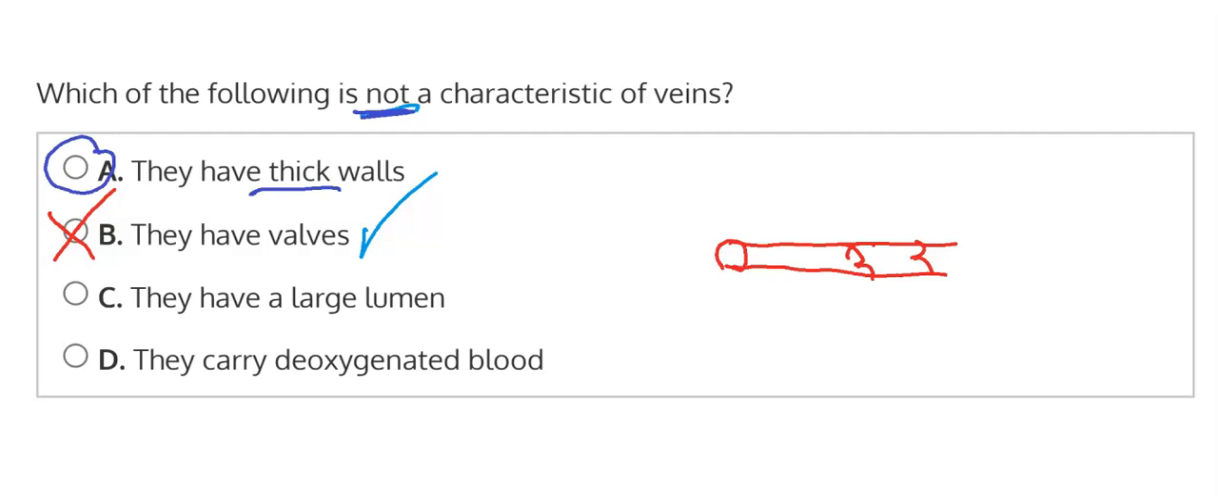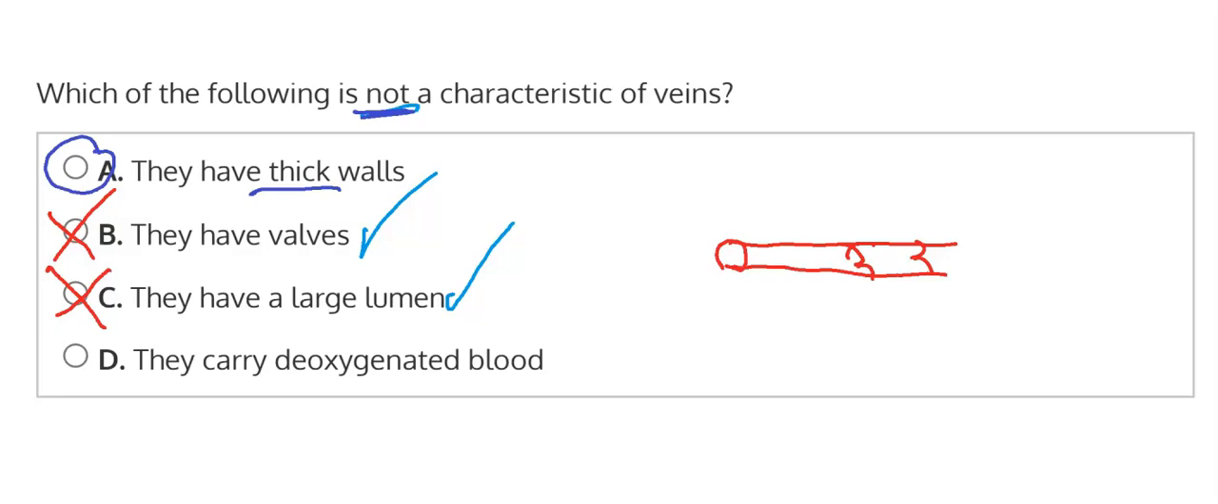Option C says they have a large lumen. And yes, the lumen should be large to allow blood to enter and exit appropriately. If it was very narrow, then that would not be a normal finding because we want the blood to be able to move through easily. Therefore, we know that this is correct, but we could eliminate option C because we're looking for which is not correct to answer this question.